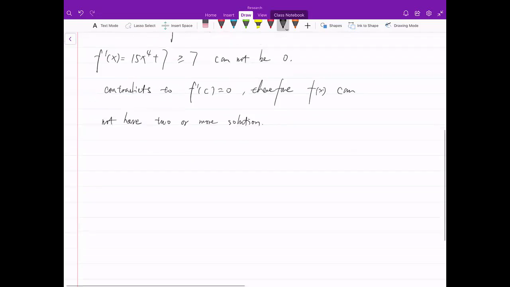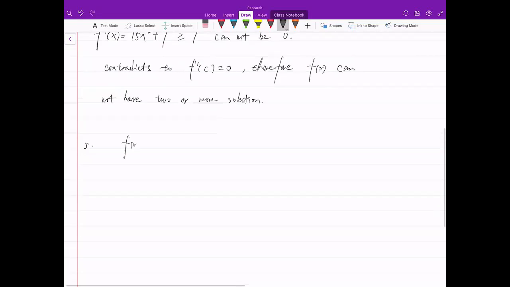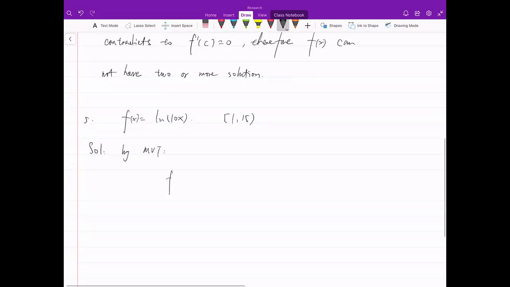Now number 5. We have a function. Now we first verify that this one satisfies the hypothesis of the mean value theorem. Well, is this one continuous on 1 to 15? Is this one differentiable? The answer is yes. Therefore, by the mean value theorem, there exists an x such that this one is f(b) minus f(a) divided by b minus a.